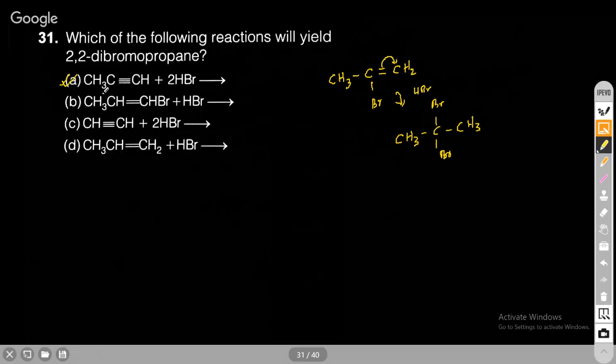Yes, hydride shift is there. Right, we have one hydrogen here. So we'll have the hydride shift finally. So we'll get this. Correct? So hydride shift will happen to get the more stable carbocation. Understood?